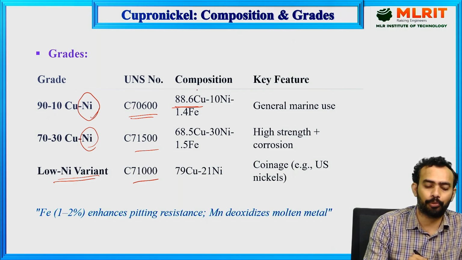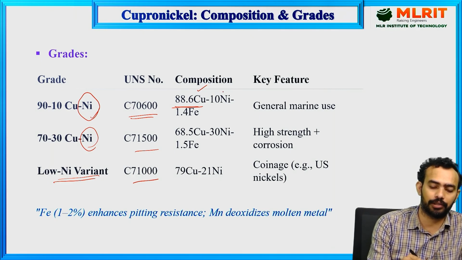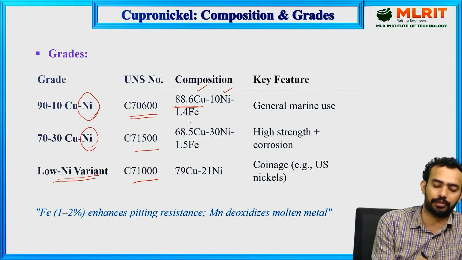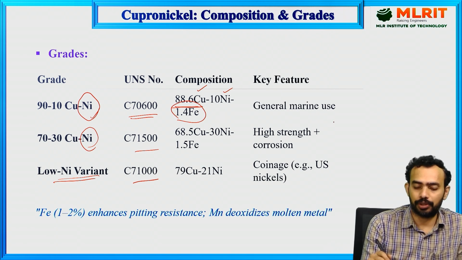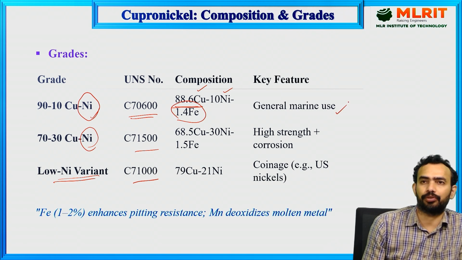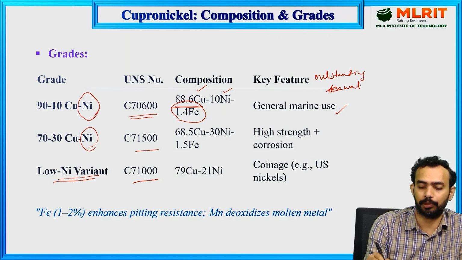So 88.6% is the copper, 10% is the nickel, and the remainder is iron. This is mainly used in general marine applications because of its outstanding seawater resistance, so it finds its applications in the marine sectors.